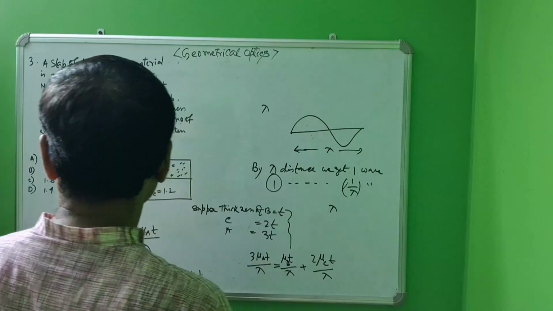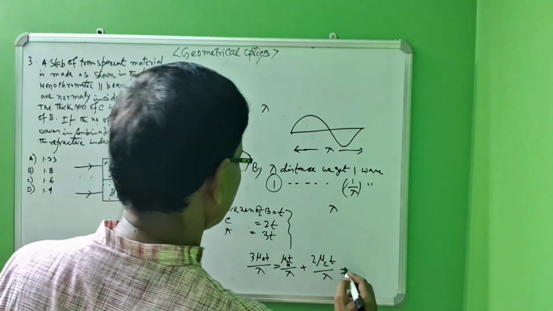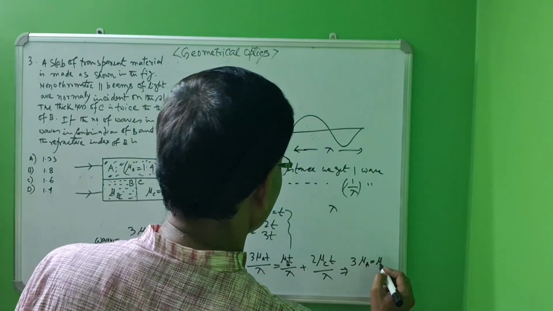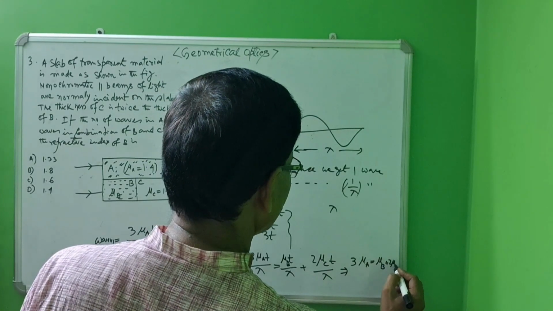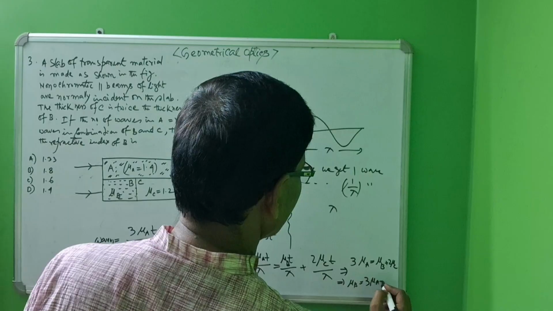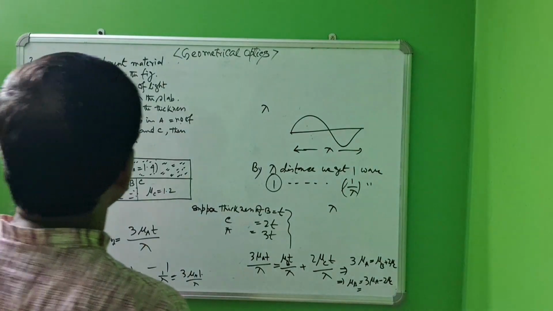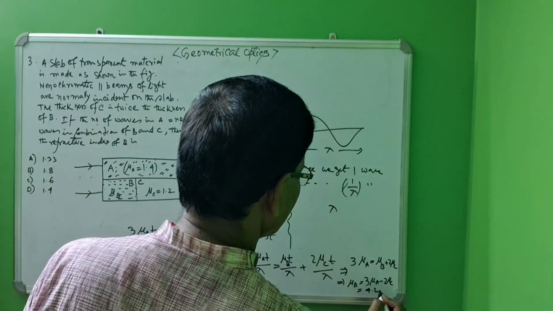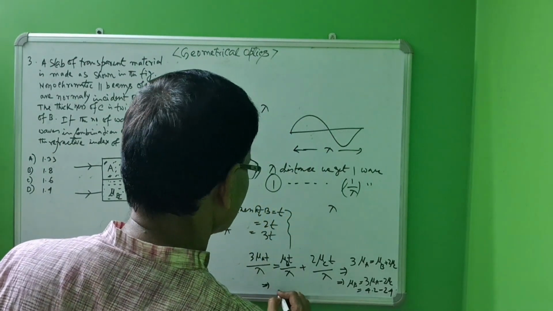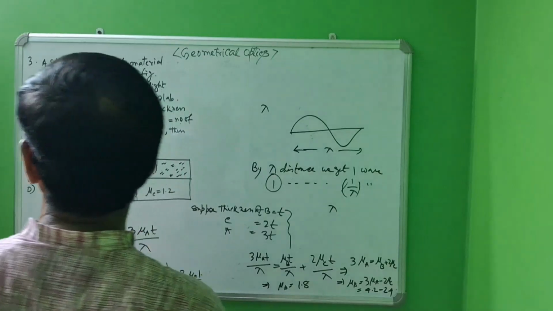Putting the values, T by lambda cancelling out, we get 3 mu A equals mu B plus 2 mu C. We get mu B equals 3 mu A minus 2 mu C, equals 3 into 4.2... minus 2 into mu C, which is 2.4, implies mu B equals 1.8. So answer B.